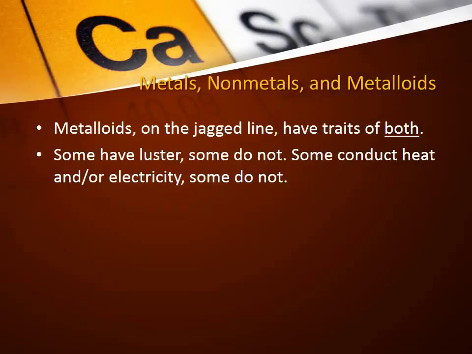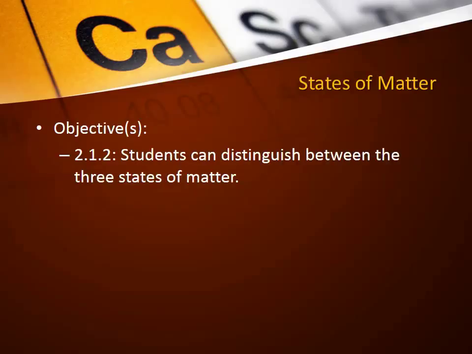Metalloids, which are on the jagged line, have traits of both. Some are shiny, some aren't. Some conduct heat, some conduct electricity, some don't. They're not as easily sorted, except for the fact that they're some combination of a metal and a non-metal. This brings us into our next section.